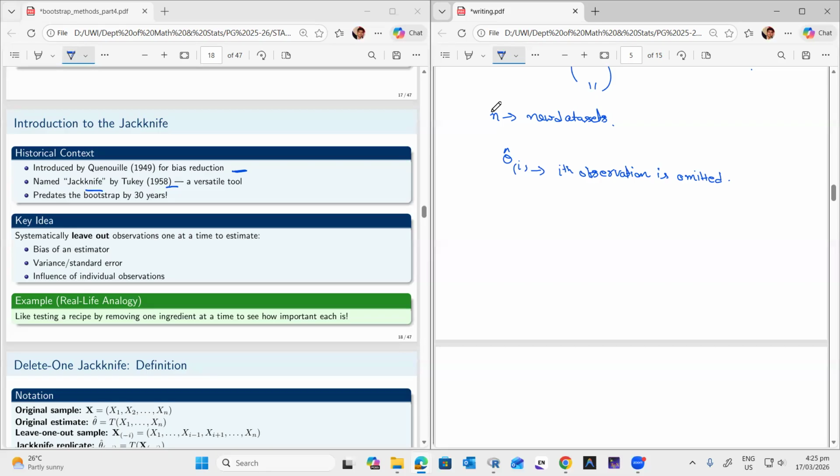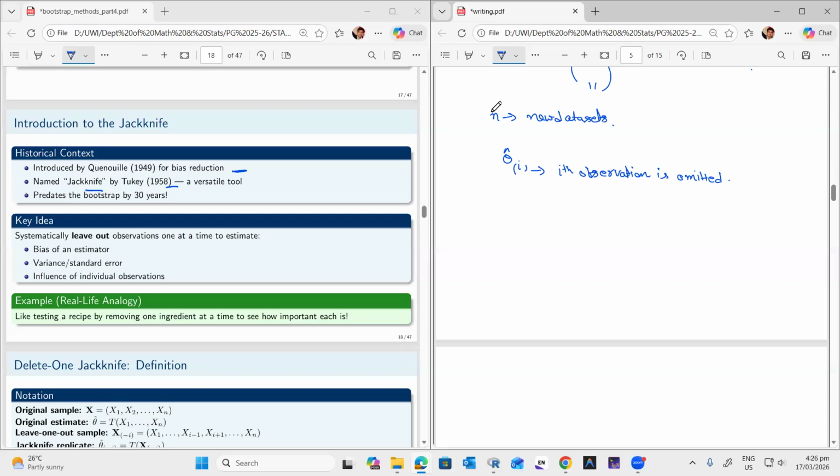We check how different the taste is in each version of the cake. Similarly, in the jackknife we remove one observation from the sample, and we check how the estimates change because of removing that particular observation. This helps us find out which observations are critical to the results, and it gives an idea of the stability of the estimators. That is the basic idea behind the jackknife method.